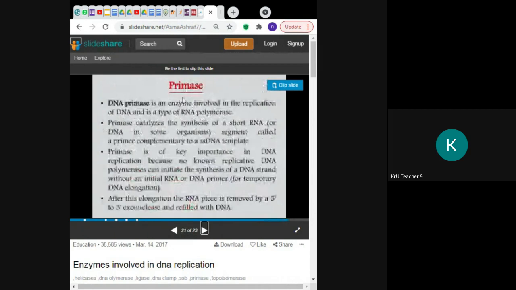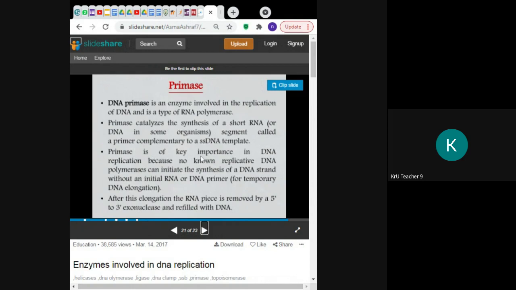And the first enzyme is the primase enzyme. This DNA primase is involved in DNA replication. It synthesizes the RNA primer of length 15 to 20 base pairs. DNA replication cannot start on its own; it requires an RNA primer. The synthesis of the RNA primer is done by the DNA primase enzyme, whereas the RNA primer is removed by DNA polymerase 1, which we dealt with in the earlier slides.